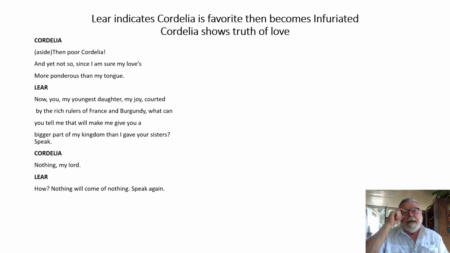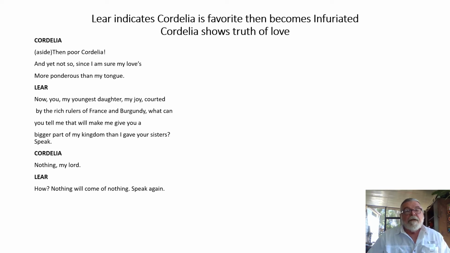Now, keeping with the outline of the ideas in the plot as it relates to Cordelia and her relation to King Lear, I start at the beginning. Here, Lear indicates Cordelia is his favorite, then becomes infuriated, and Cordelia shows the truth of love. Now, think about this. He knows that she truly loves him more than everybody else. She is his favorite, but because he loves flattery more than the truth, he becomes blind.